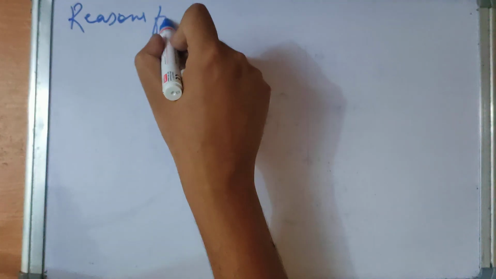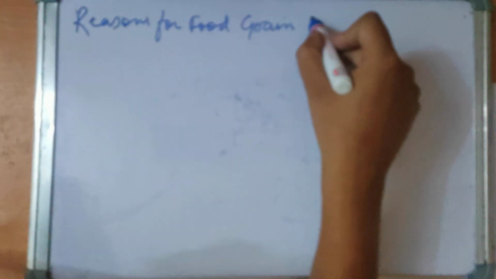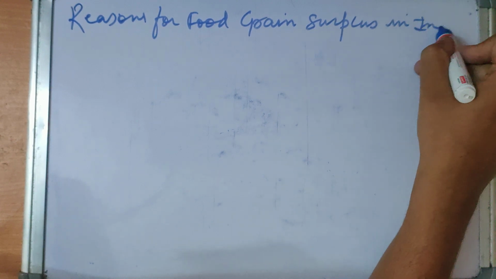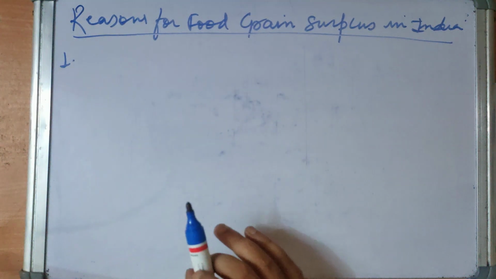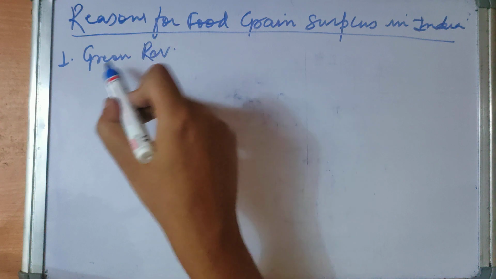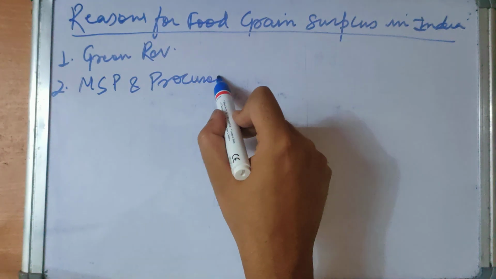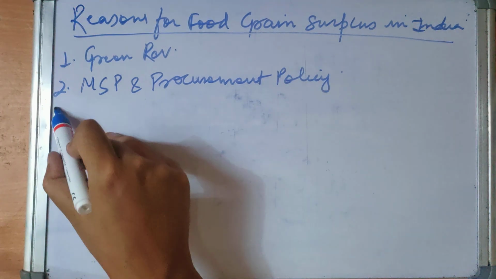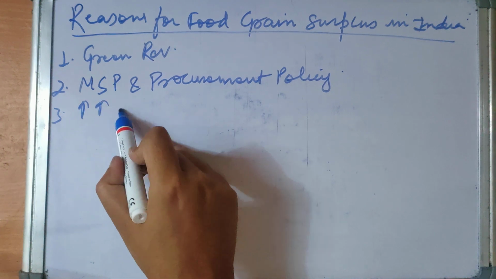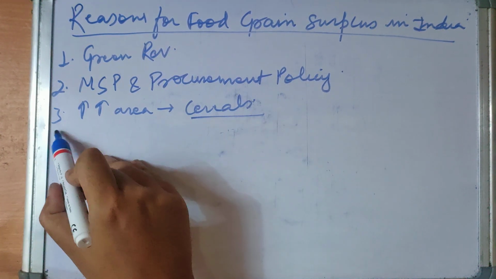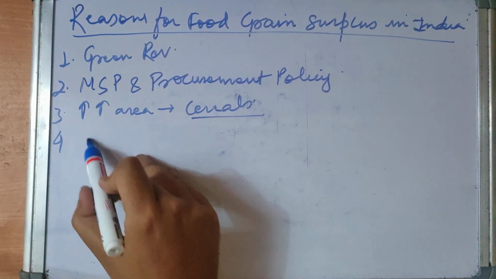Now moving on to the next topic of the session, that is reasons for food grain surplus in India. Right now we have a food grain surplus. So what could be the reasons for this? There could be many reasons. The first is the Green Revolution. Without the Green Revolution, we could never have dreamed of food surplus. Then MSP and procurement policy. I've discussed MSP in detail in previous lectures. You should see it. High area under cereal crops. Cereals can be fed to everyone, and high area under cereal crops led to that. Higher buffer stocks.